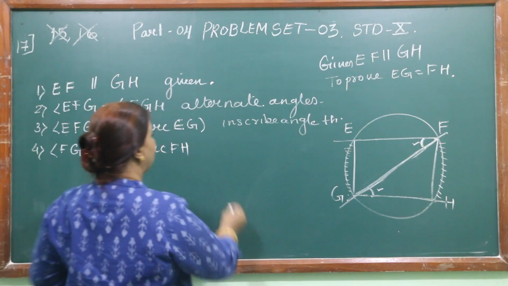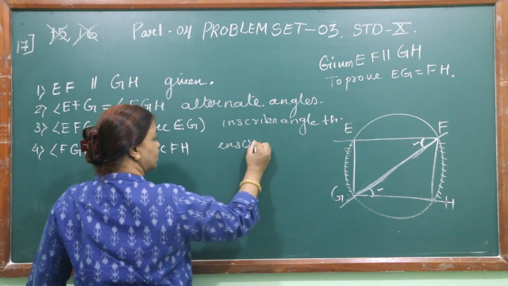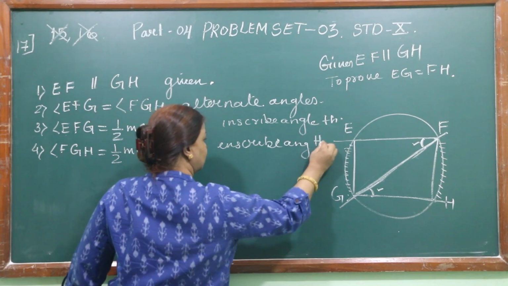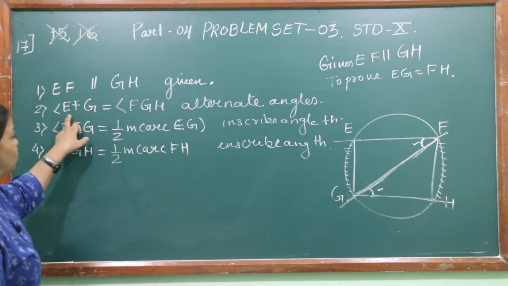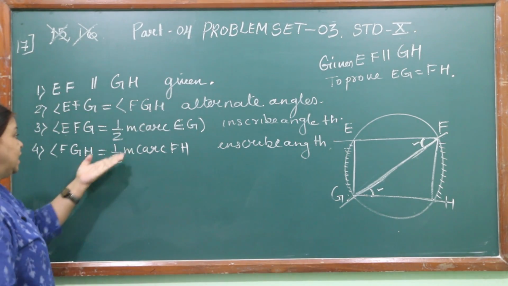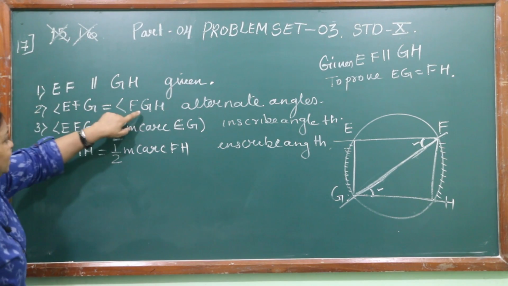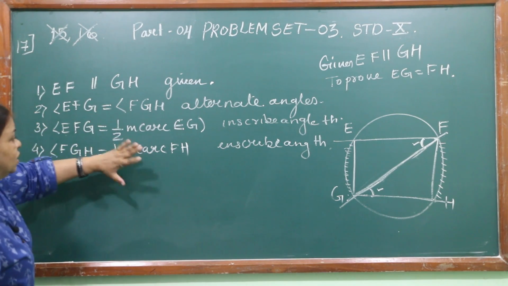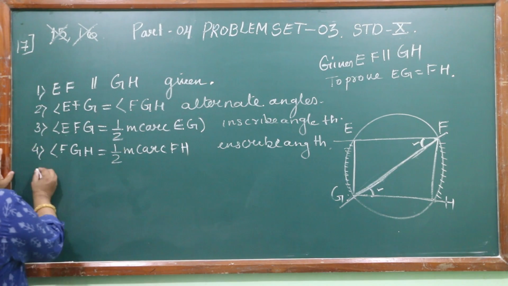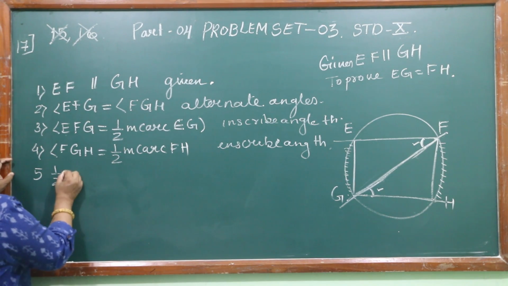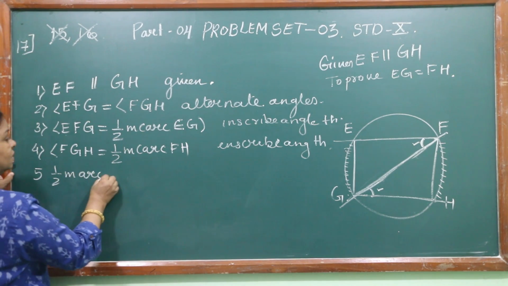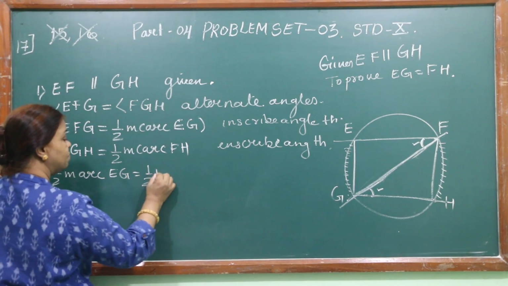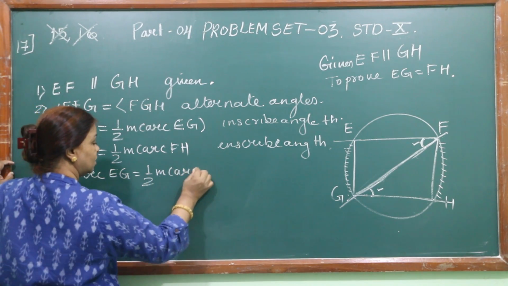So by inscribed angle theorem, now see, these two angles are equal. So what about these two arcs? They will be equal. This angle is equal to this. This angle is equal to this. So these two will be equal. So I can say half of major arc EG is equal to half of major arc FH.